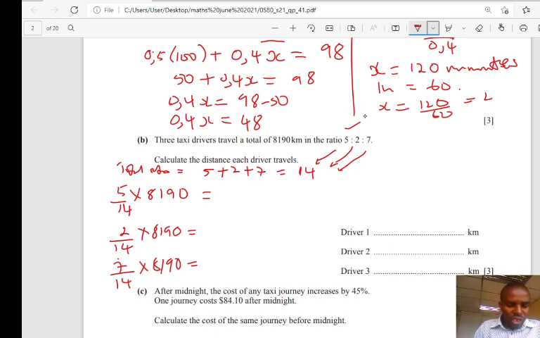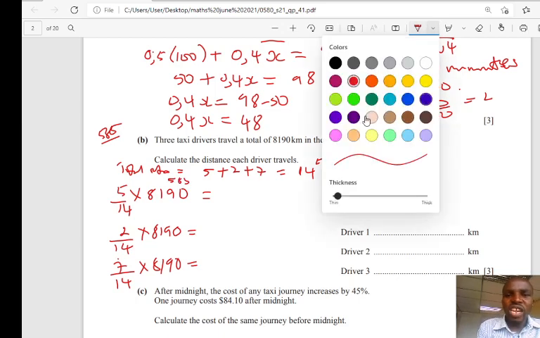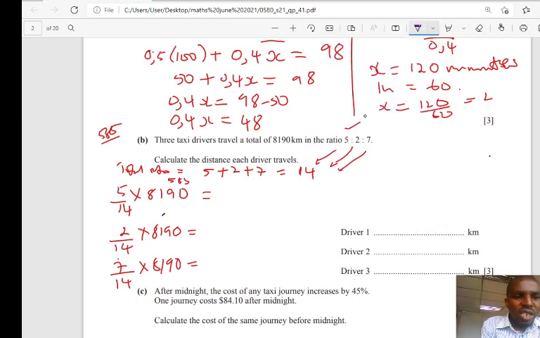8190 divided by 14, that one is 585. So it's the easiest way of simplifying. If you divide 14 into 8190, you get 585. So even on this one, it will be 585, and on each of them, you can divide by 14 and it will be 585.